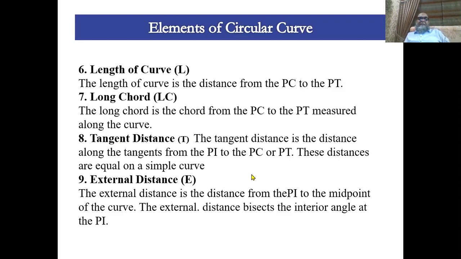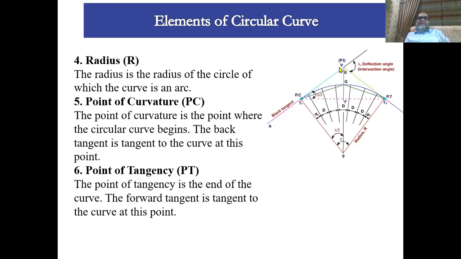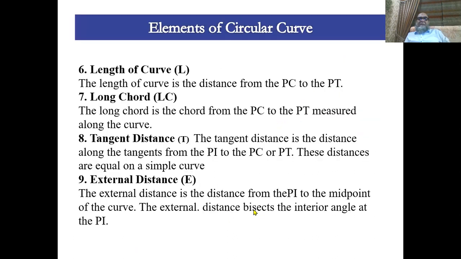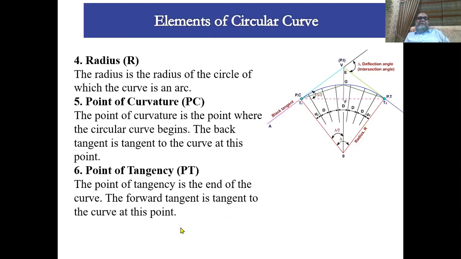Then there is a tangent distance. The tangent distance is the distance along the tangent from PI to PC or PT. These are equal on a simple curve. So this distance between PC and PI is the tangent T, or PI to PT, and they are equal in length on a simple curve. Then there is an external distance. The external distance is the distance from PI to the midpoint of the curve. The external distance bisects the interior angle at the PI. So this distance from this point to this point is E, from the peak of the curve to the intersection.